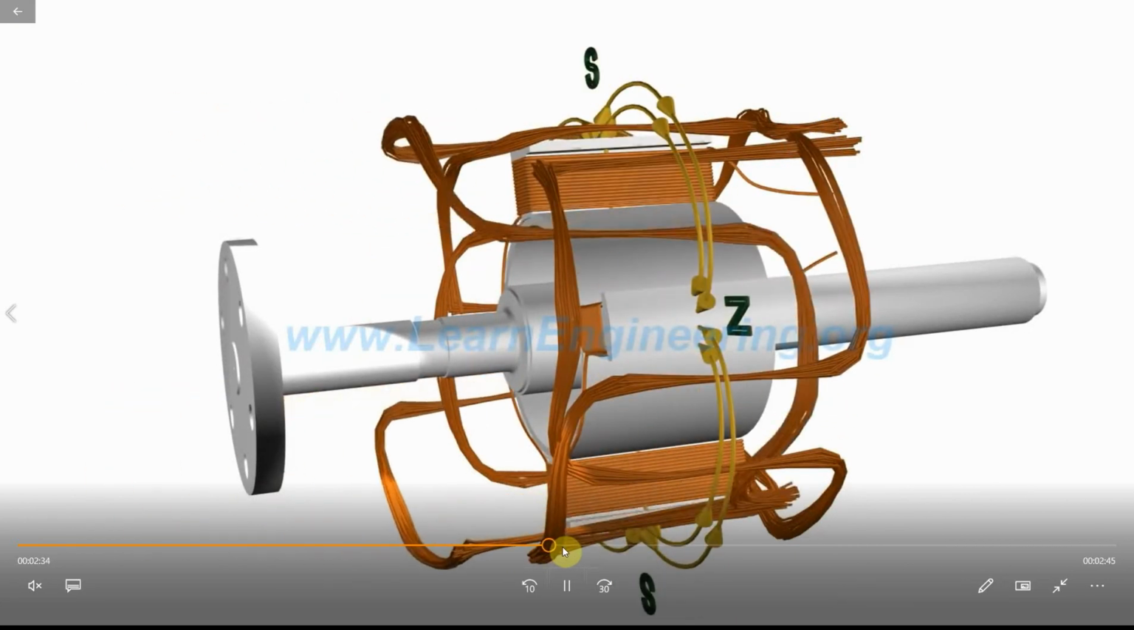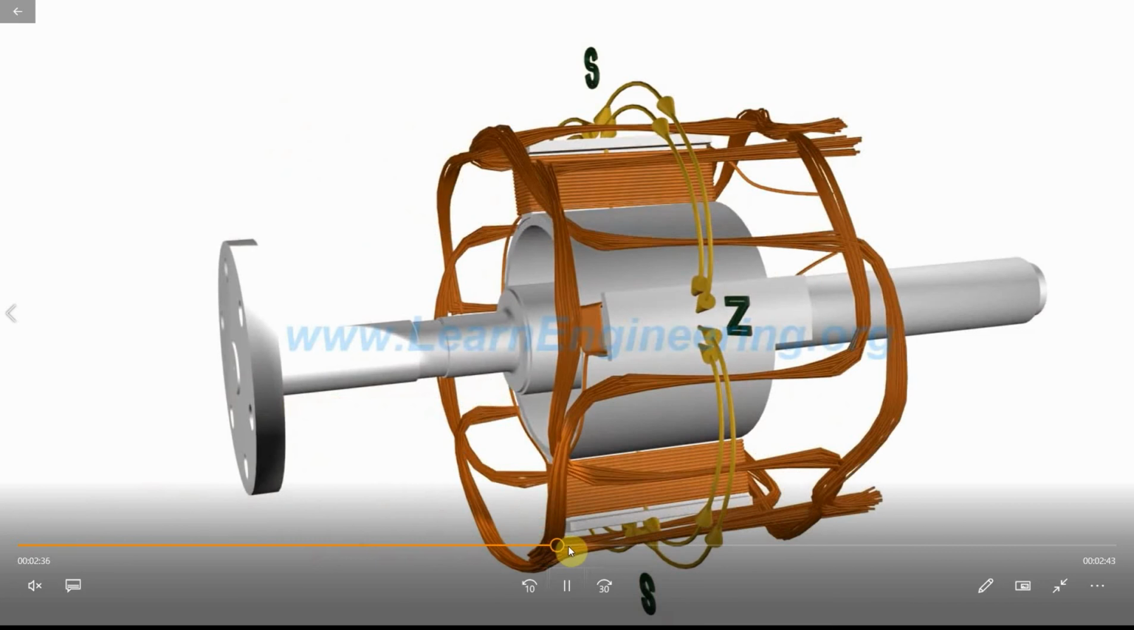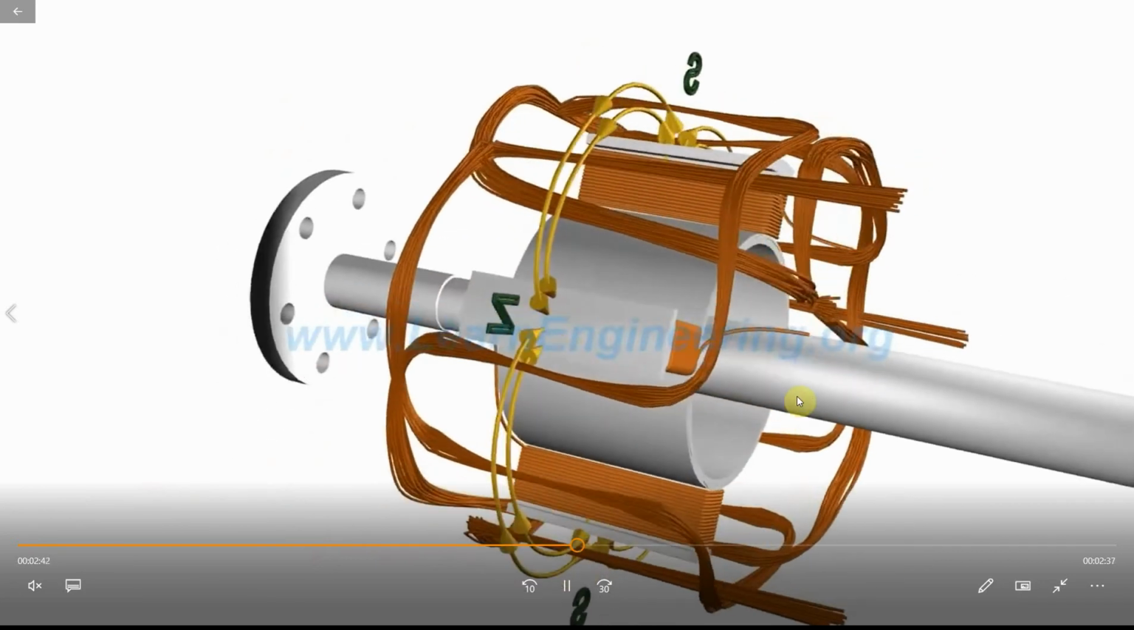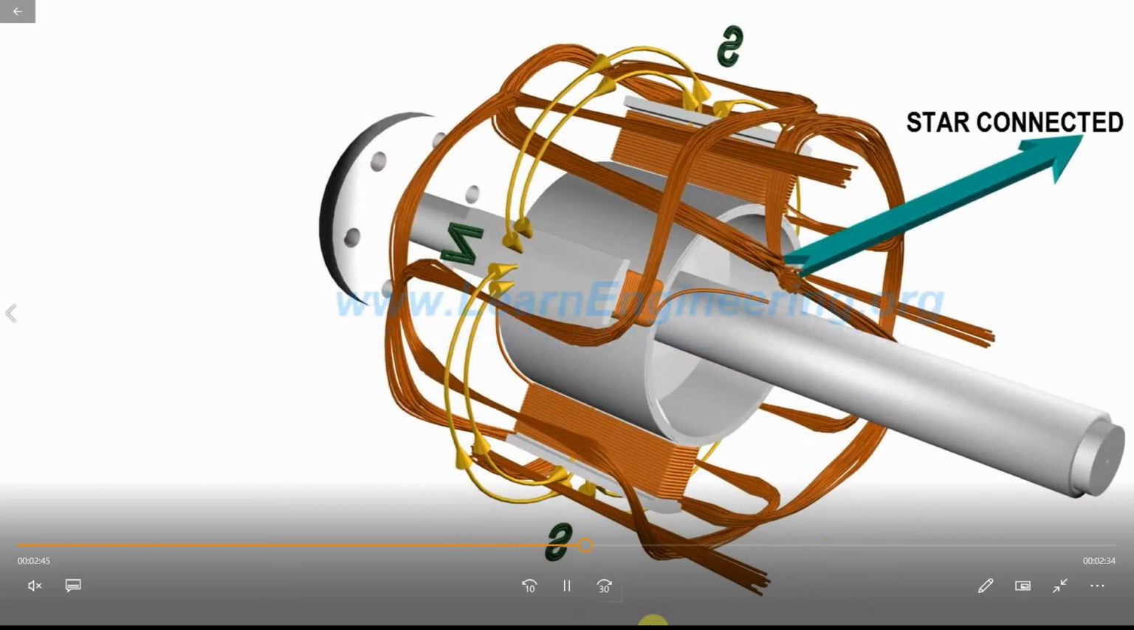These are the three phases that are connected, and their end terminals are connected as a star connection. This one is star connected.